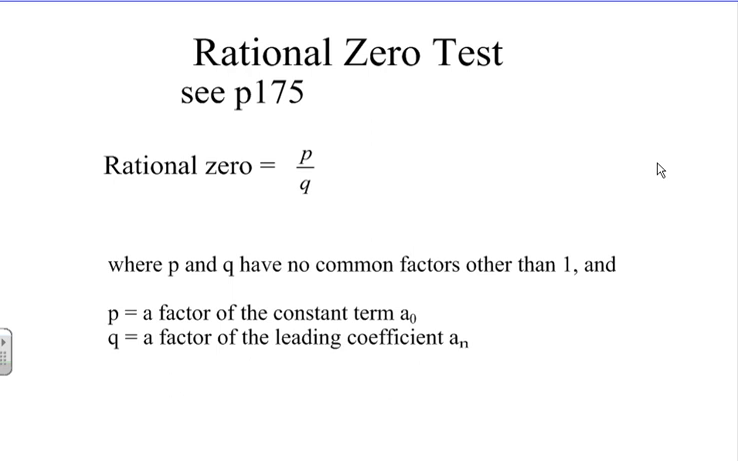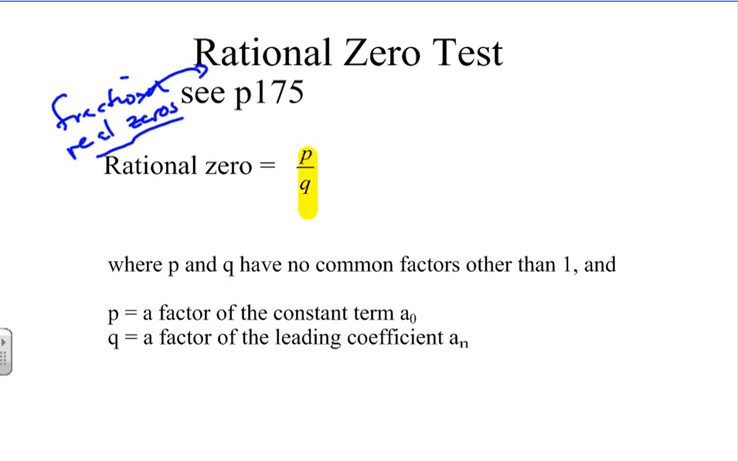The rational zero test is used to identify rational, and just so you know what rational is, that means fractional, real zeros. All right, fractional real zeros. So when you talk about the rational zero test, we're going to be finding rational real zeros by using this formula, P over Q.